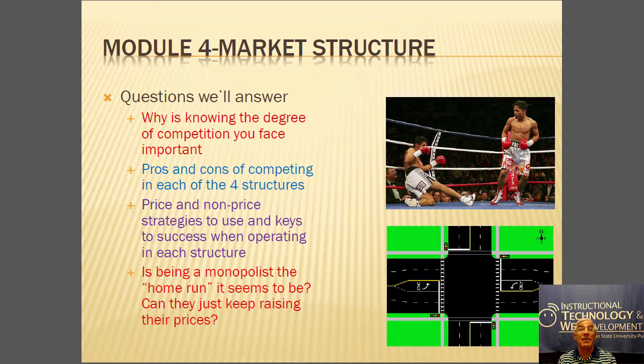Most students think being a monopolist is heaven. That isn't necessarily true. We'll talk about strategies, both pricing strategies and non-price strategies, depending upon what market structure you compete in.